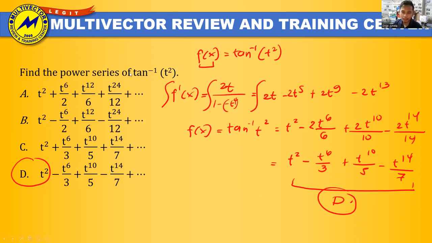So tatandaan nyo lang kapag may lumabas sa board exam, arctangent t square, so either tatandaan nyo na yung tamang sagot, or yung pinakamadaling way para ma-express mo siya in terms of power series is to convert it to equivalent geometric progression. So yun yung main trick doon. Hahanapin mo yung resemblance niya sa infinite geometric progression. Infinite sum ng geometric progression. Okay? So tatandaan nyo.